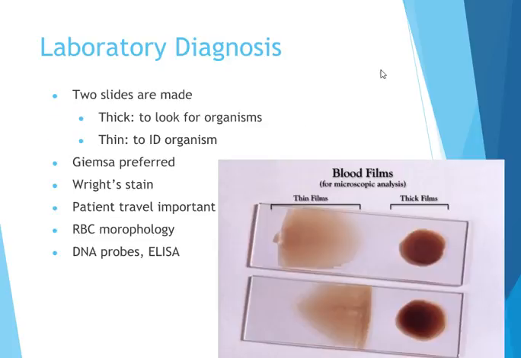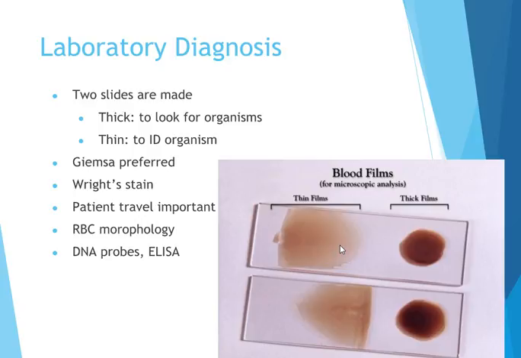Usually there are 2 slides that are made, a thick one in which you just put a big drop and you don't smear it out. This is to see if there are any organisms or not. So you're just looking to see if you see anything suspicious. If you do, then you use the thin film that's spread out with a feathered edge, and you use the thin film to identify the organisms.